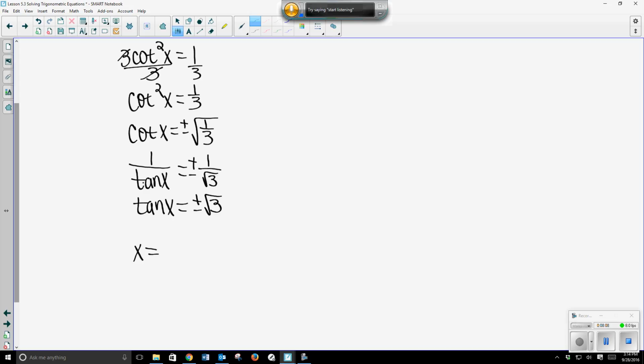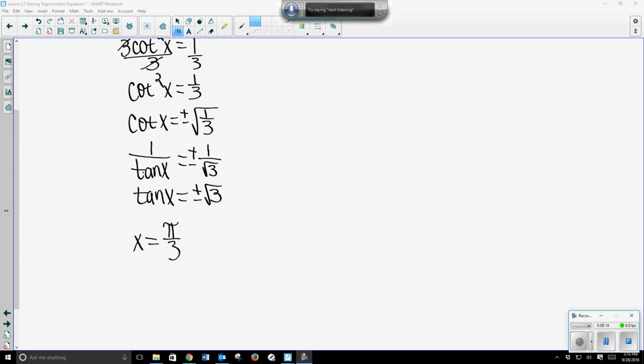So for positive root 3, we have pi over 3, and that would be plus n pi, which you'll see also includes the 4 pi over 3. So we don't have to write 4 pi over 3 for the two answers that are on the unit circle for root 3. We also have, for negative root 3, 2 pi over 3. And that would be plus n pi, and that would also cover your answer for 5 pi over 3.